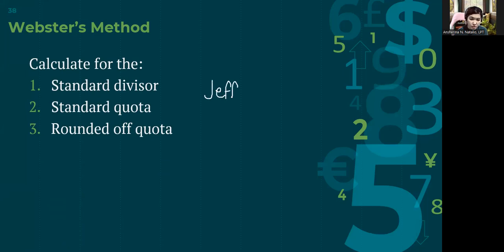In using Jefferson's method, we are getting the lower quota. We round down. If we will be using Adam's method, we are looking for the upper quota. We round up. No matter how many or how few the tens and hundreds places are, we still round up. Now, in Webster's method, we round off.